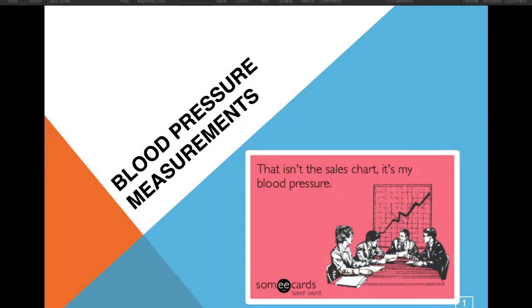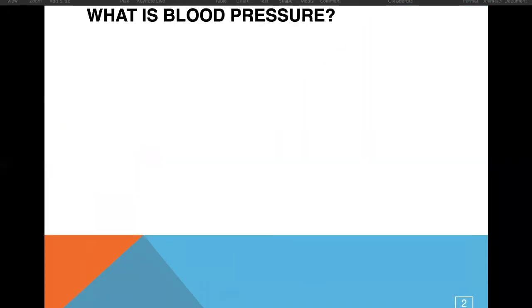Today we're going to talk about blood pressure and how to measure it, some common pitfalls. Blood pressure is a common vital sign that we take on every patient, and we monitor how blood pressure changes while we're taking care of them. So let's start with the idea of blood pressure.